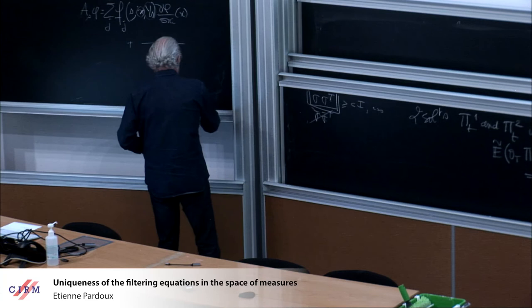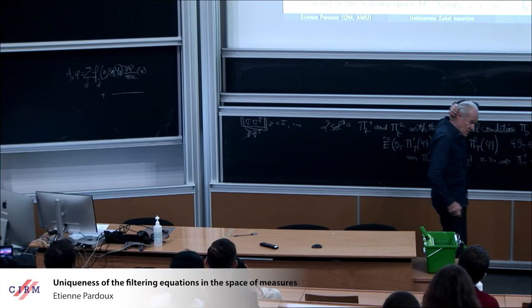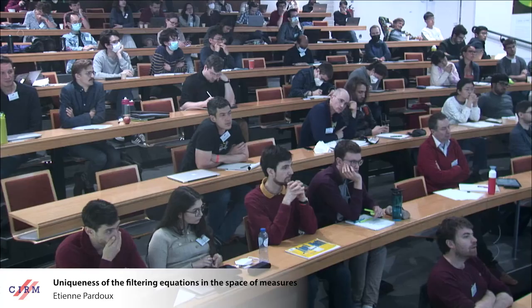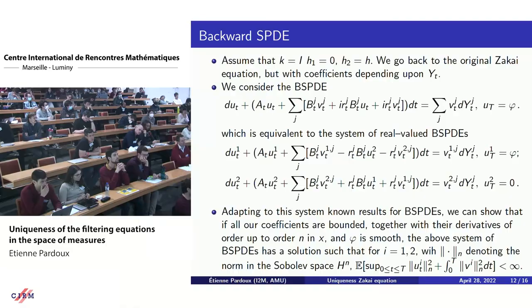And of course, if we don't have an ellipticity assumption, then we need our coefficients to have some regularity. Because you have to pay something if you want to solve a PDE. I mean, you cannot do things without any kind of assumption. Okay, so this is the first result.